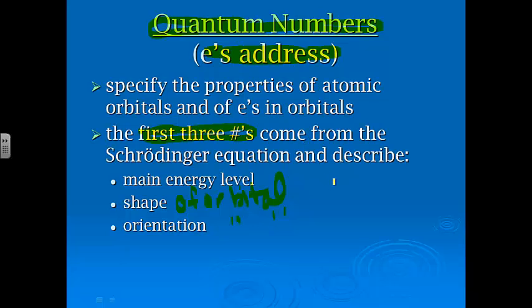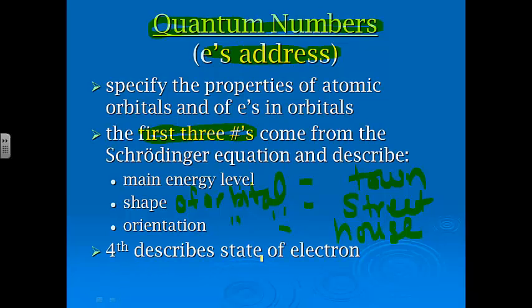And I like to think of this as an address where if we compare the main energy level to the town, there's lots of electrons that can live in the same town or the same main energy level. The shape is going to start to narrow it down. So you may think of that as like the electron street. Lots of electrons can be in the same shape, different shapes of orbitals, and lots of people can live on the same streets. Orientation may narrow it down a little bit more, for example, on an address as to which house. And then we are also going to have a 4th quantum number that's going to describe the spin state of an electron. And this might be the room of which house.